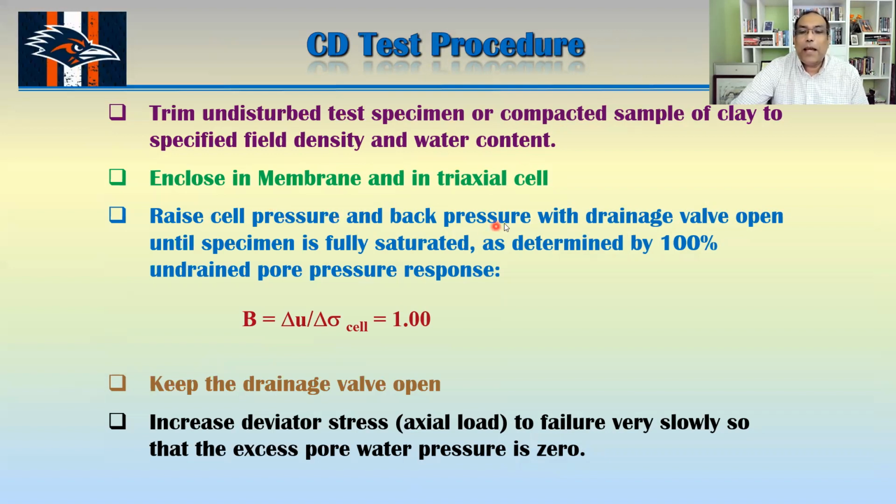Raise the cell pressure and back pressure with the drainage valve open until the specimen is fully saturated. That's the saturation part. Why do we need saturation? Because soil, especially clay soil, shows minimum strength when it is completely saturated. When we construct anything, because of rain or flood, the soil can be completely saturated sometimes, and at that time it will show the lowest strength.